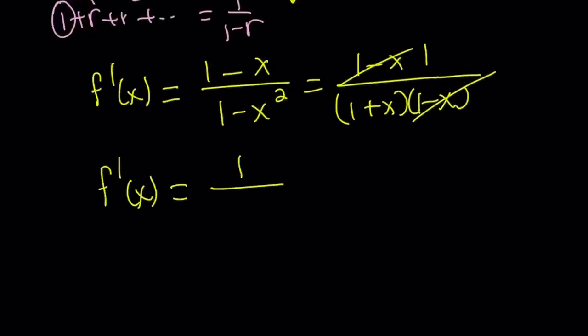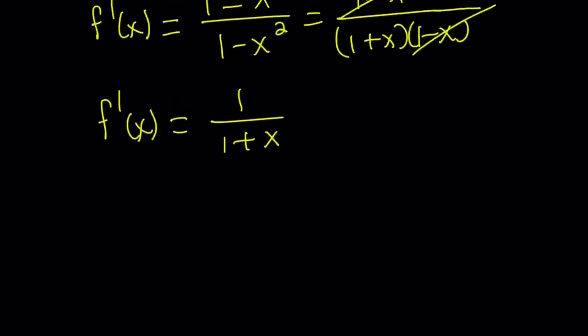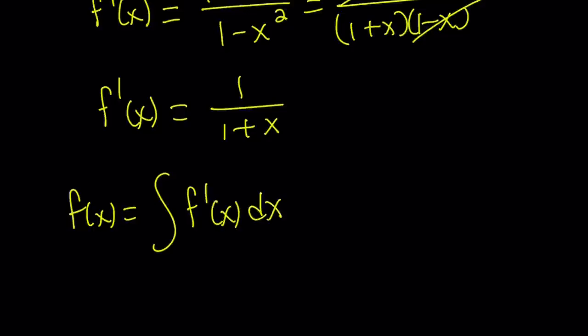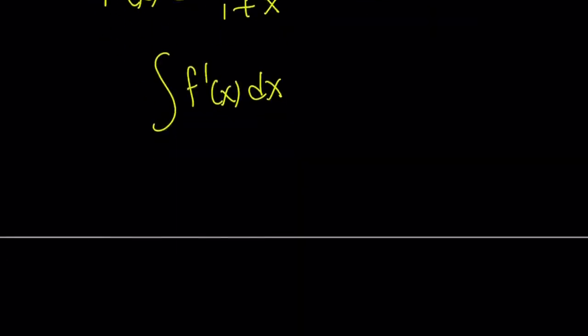That's really cool, because now we have a really nice simplified expression. And remember, I told you we were going to reverse the process. So our goal is to find f of 1, but first let's find f of x. You can find f of x by integrating f prime. Of course, when you integrate f prime, you're going to get a constant, but that's fine. So let's integrate this expression right here first. What am I integrating? I'm integrating 1 over 1 plus x dx.